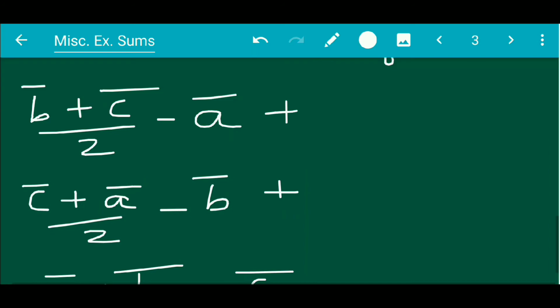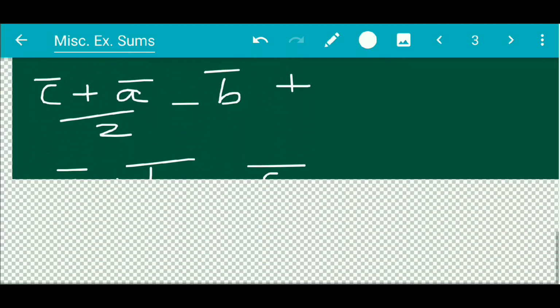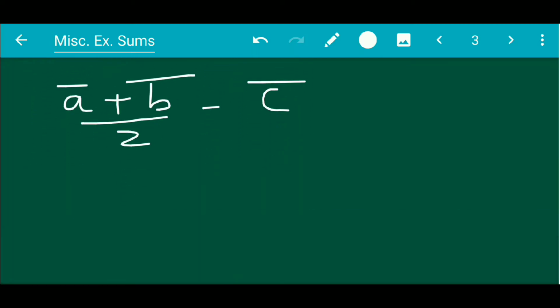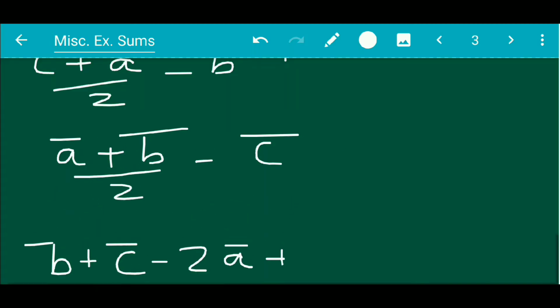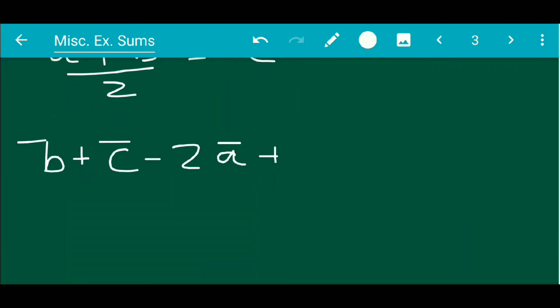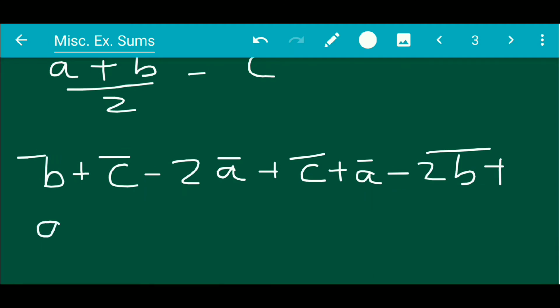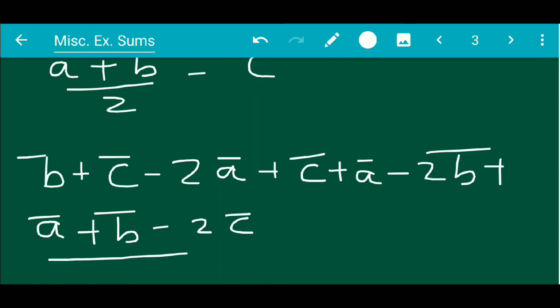Then what we do is we cross multiply and equalize the denominators in all the 3 rows which we have over here. Okay, so we write B plus C minus 2A for the first case, plus for the second case it is C plus A minus 2B, and for the third one we have A plus B minus 2C. Everything is divided by 2.